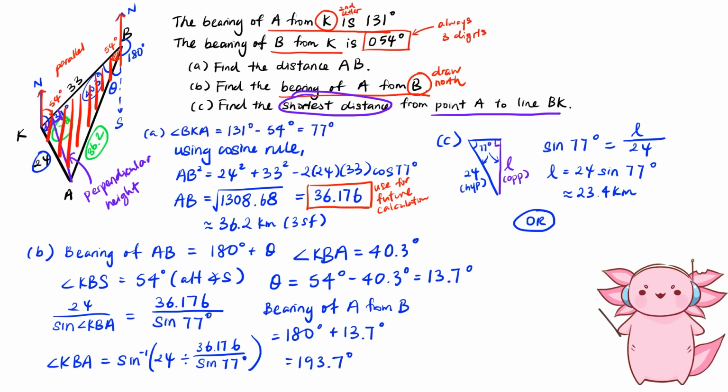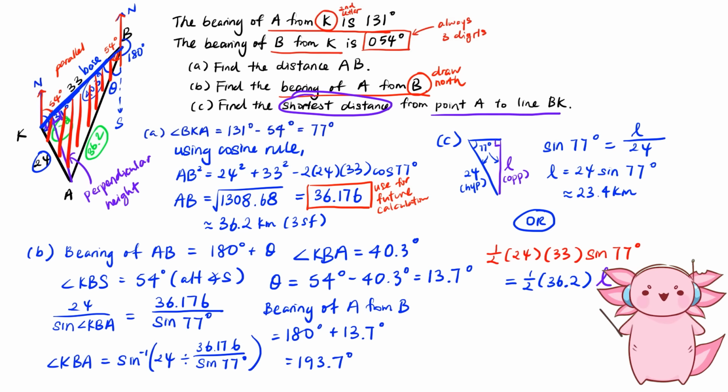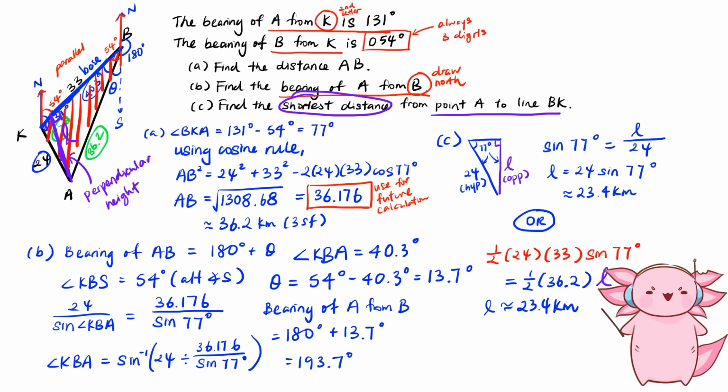Alternatively, you can find the area of the triangle using half AB sine C and equating it to half times base times height, which is L. It's a little bit more complicated, but you both get the same answer.